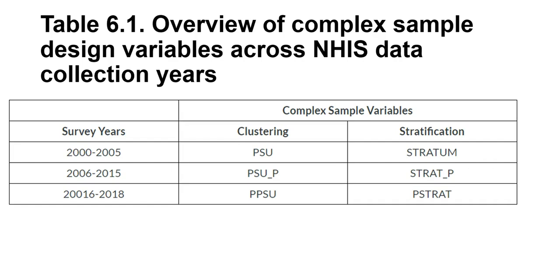There's information on how to combine these variables if you cross the different sections. So if you include data from 2000 to 2015, you can't just combine the PSU and the PSU underscore P variable by adding them together or renaming them. You have to make some additional changes to combine data across those years, but that's all included in the analytic guidelines on the NHIS website.